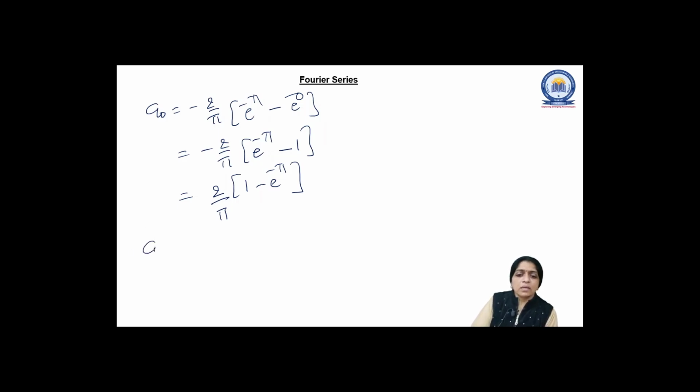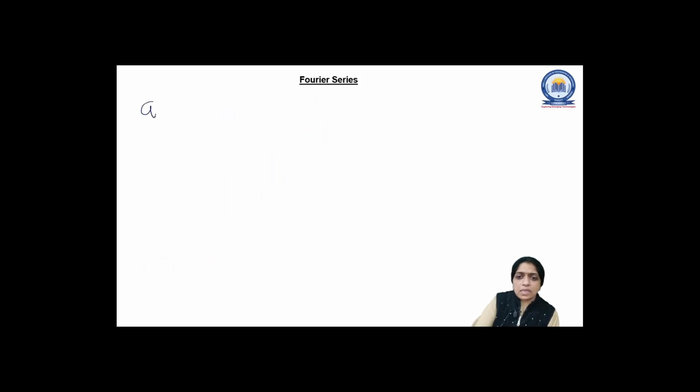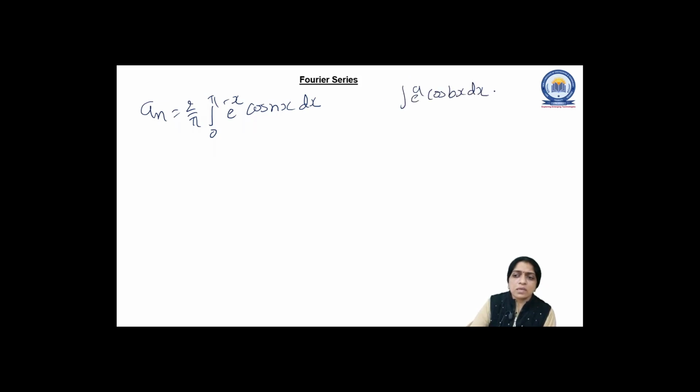For an, my formula is 2 by pi integral 0 to pi of f of x cos nx dx. If I substitute the value of f of x in an, then an is equal to 2 by pi integral 0 to pi of e raised to minus x cos nx dx. As per the formula for the integral of e raised to ax cos bx dx, the integration is e raised to ax upon a square plus b square, and in the bracket a cos bx plus b sin bx.